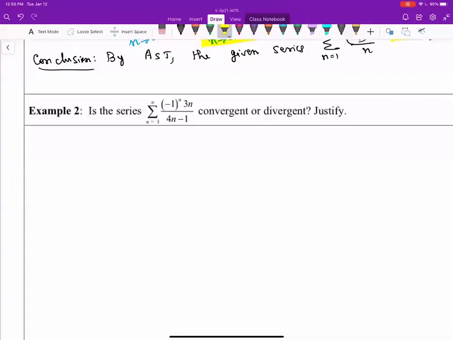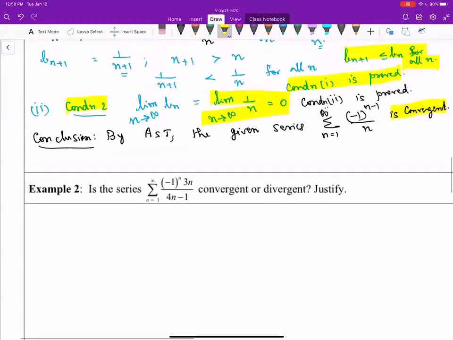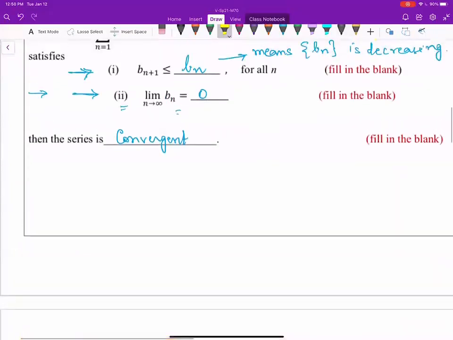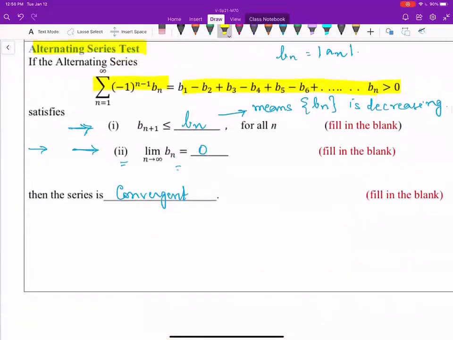Welcome back. This is part B of Concept PTO 11.5, alternating series. Earlier in part A, we saw how we test an alternating series by the alternating series test, and the requirements are: the positive terms of the alternating series, Bn plus 1 is less than or equal to Bn, or the sequence Bn is decreasing.